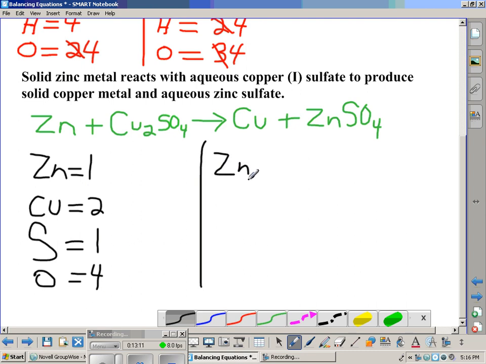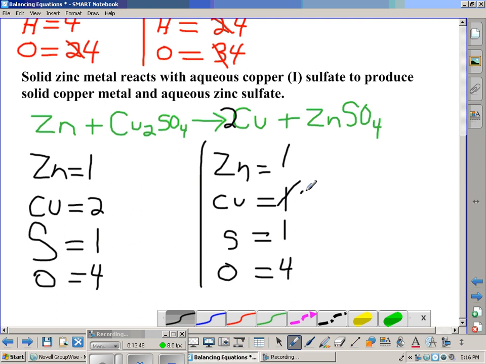We've got zinc, copper, sulfur, and oxygen. So for zinc, we have 1 zinc, 1 copper, 1 sulfur, 4 oxygen. It looks like the only thing we need to balance is these coppers. We have 2 here and only 1 on this side. This is an easy one. Let's just put a 2 right here in front of this copper as a coefficient, changing that number to 2, and we're balanced. Life's good.